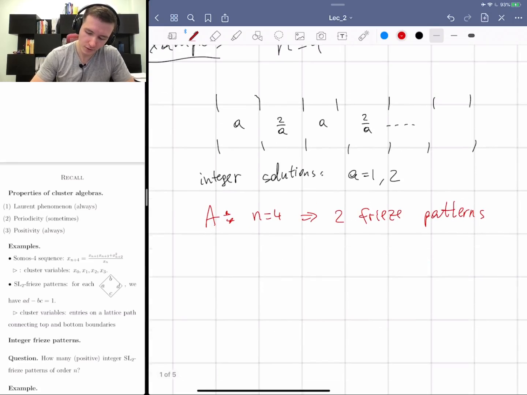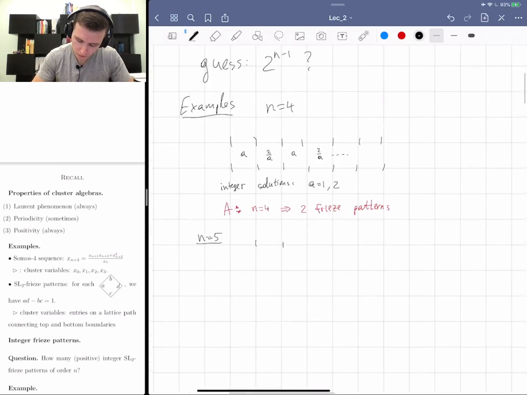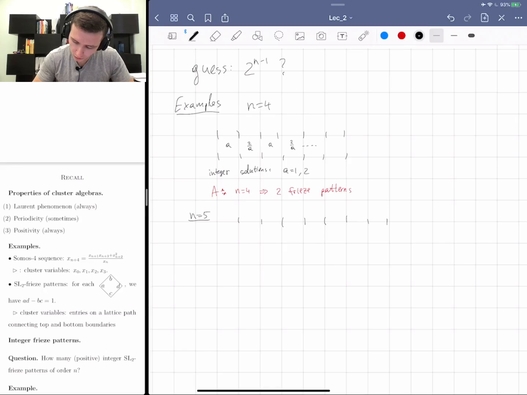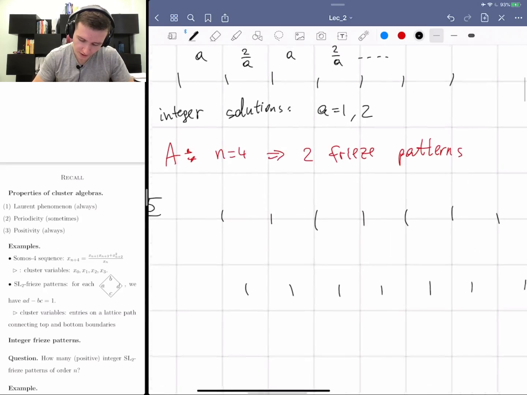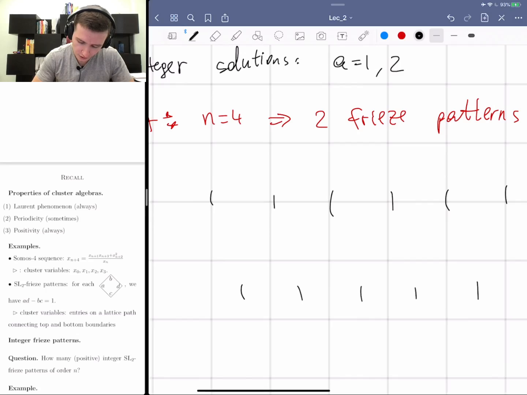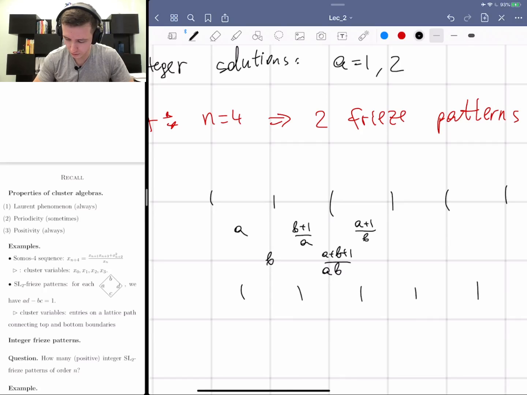Okay, let's do n equals 5. When n is equal to 5, I'm supposed to have 4 rows. 1, 1, 1, 1, 1, 1, 1, and now it's going to be 1, 1, 1, 1, 1, 1, 1. I did this example last time, so basically you start with a and b, and then here you have b plus 1 over a. Here you have a plus b plus 1 over ab, I think. And then surprisingly there is a cancellation going on, and you get a plus 1 over b, I think. And then you have a and b.